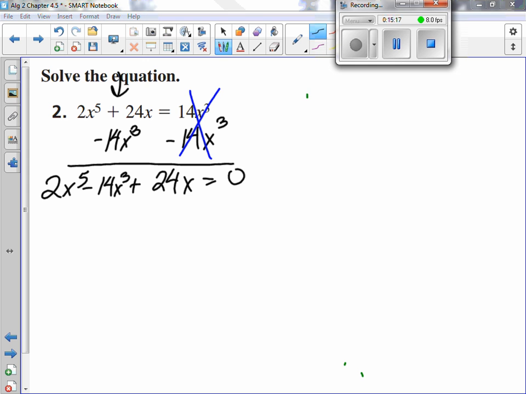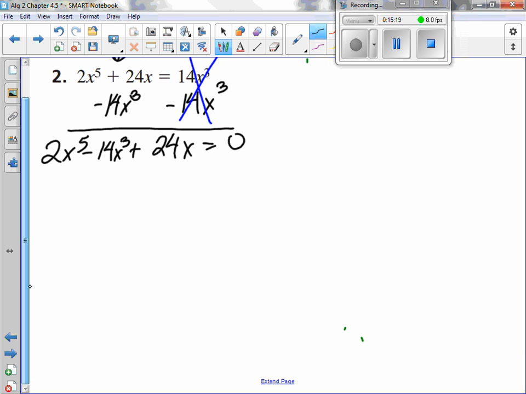And we look at this here. Once we get everything on the same side, we want to see, is there a greatest common factor? Is there something in common in all three terms? And when I look across this here, well, there is a 2 that will go into all three, and then x. 2x will go into all three of these terms here. This 2 will go into 2, 2 will go into negative 14, and 2 will go into 24. X will go into x to the 5th, x cubed, and x.